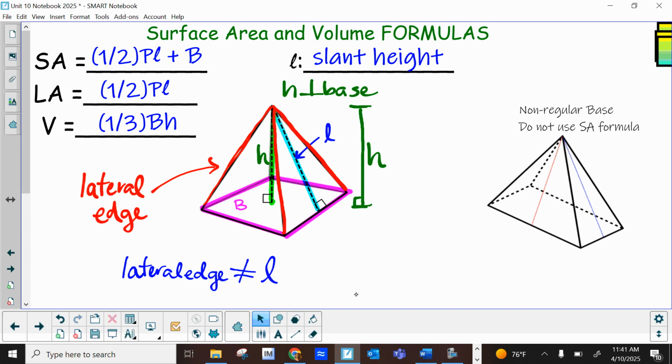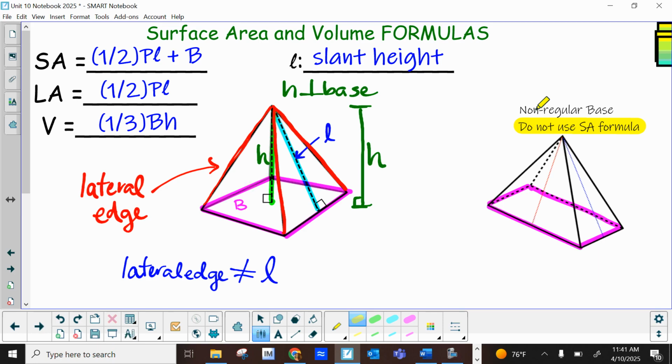Okay, now we have this weird pyramid over here. Okay, this is a non-regular base. Okay, so you can clearly see that this pink base is some form of a rectangle or parallelogram. Okay, so it's a non-regular base. When you have a non-regular base, you do not want to use that formula. So I'm going to highlight that in yellow.